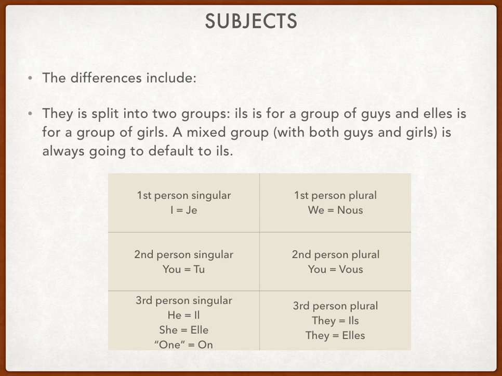So let's start there. They is also split into 2 groups. Just like third person singular where we split into he and she based on gender, French does the exact same thing in they. Ils is for a group of guys, and elles is for a group of girls. It's fairly simple since il, he, add an s, becomes a group of guys. Elle, she, add an s, it becomes a group of girls. A mixed group with both guys and girls will always default to ils.